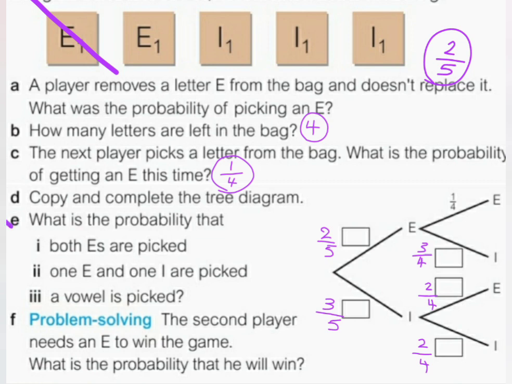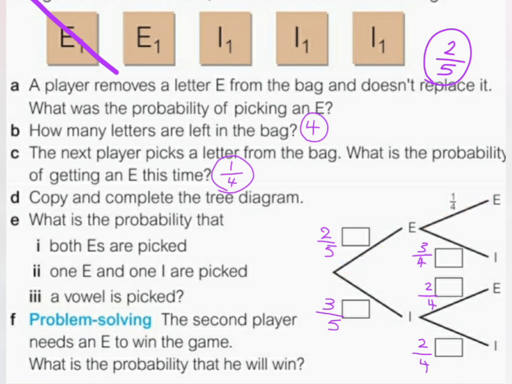Question E. What is the probability that both E's are picked? Both E's are picked. Now, when he's saying both, it means in the first try and the second try. You can't take only the first one.